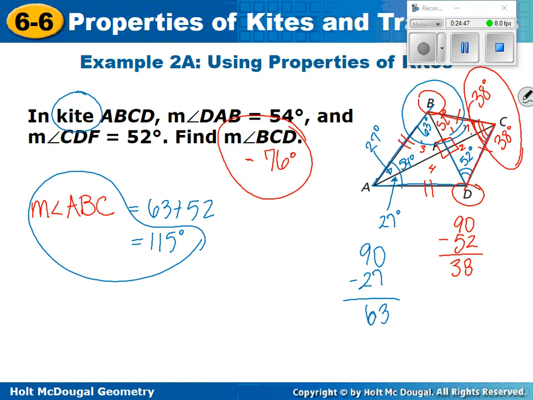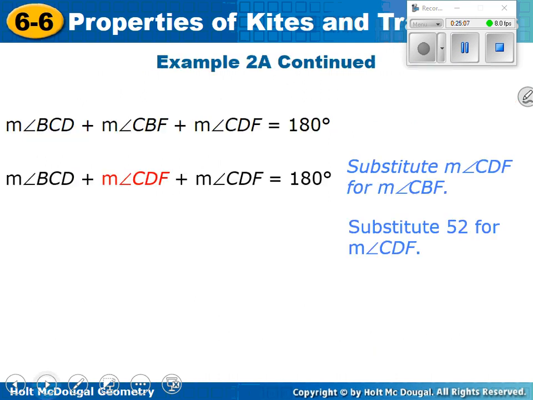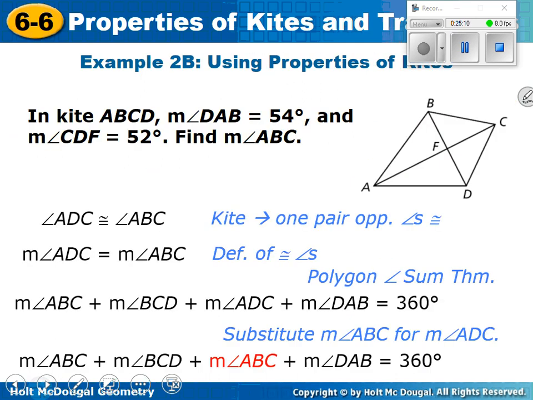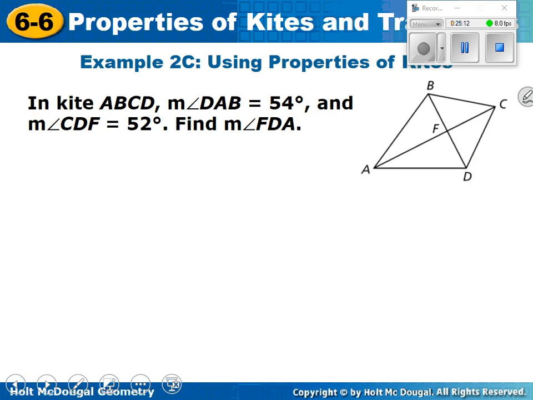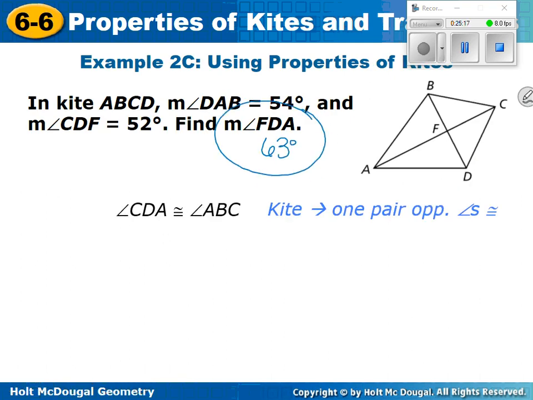Okay, if you did it that way, then you should have been able to answer the last question really easily. The last question was, what is the measure of angle ADF, which was this angle right here? And we know that angle should be the same as ABF, which is 63. So the last one should have just been 63 degrees. So FDA should have been 63 degrees. Questions on the kite? Okay, let's move on to the trapezoid.